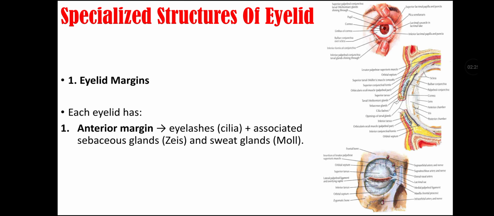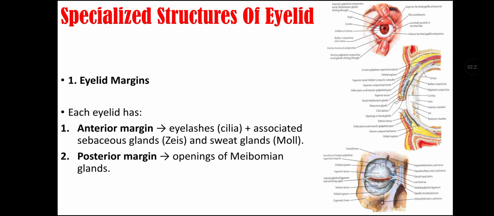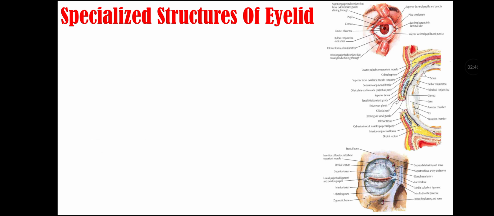Each eyelid has anterior margin and posterior margin. Anterior margin has eyelashes and they are associated with sebaceous glands and sweat glands. Sebaceous glands are also called as glands of Zeis, and sweat glands here are also called as glands of Moll. And then it has posterior margin that has the opening of meibomian glands.